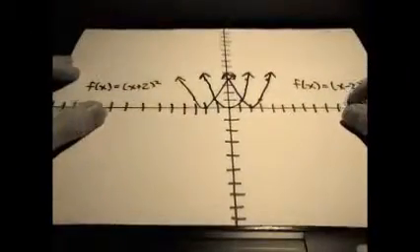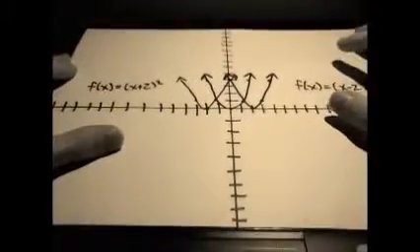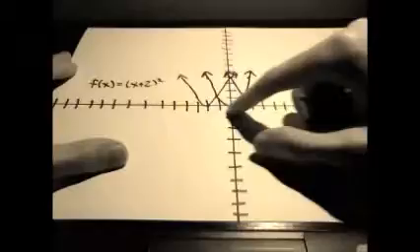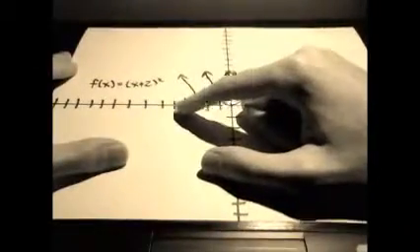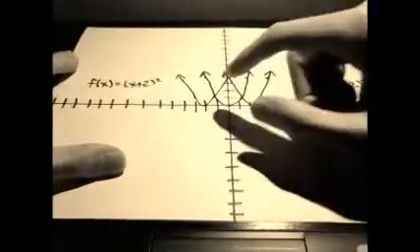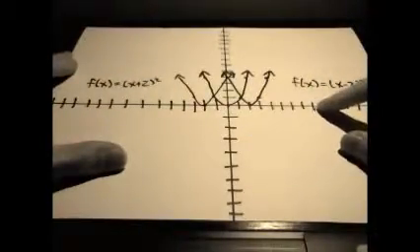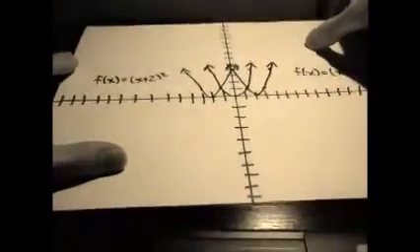This is the h value of the vertex form. It's a little different than the k value. As it increases, it actually moves to the left towards the negative end of the axis, and as it decreases, it moves towards the right, towards the positive end of the axis.